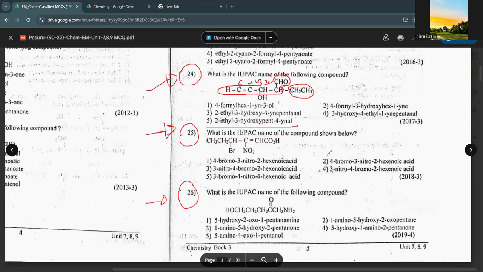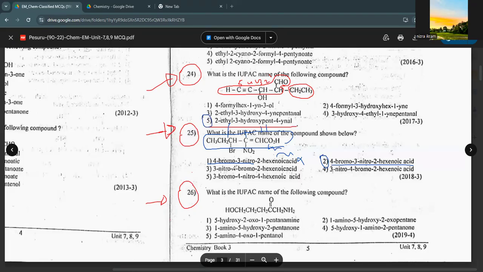Then 25. What is the IUPAC name of the compound shown below? Okay, now here we can see a carboxylic acid. So this is the chain. 1, 2, 3. Third carbon you have nitro. Fourth carbon bromo. So 4 bromo, 3 nitro. Then the second carbon has the double bond. Hexenoic acid. The second one is the correct one because you have to keep a space between acid and hexenoic. So the first one, no space. 25, 2.